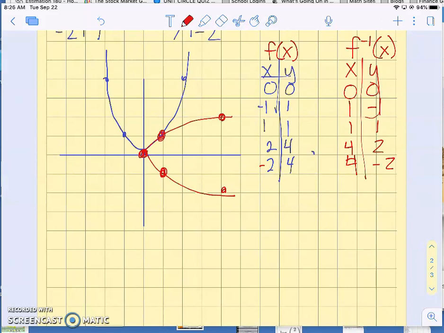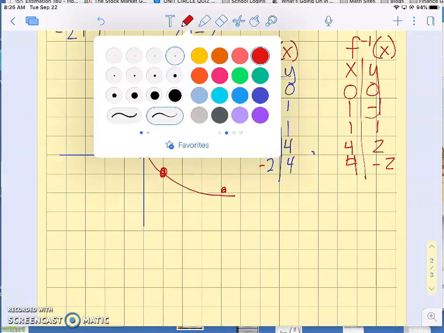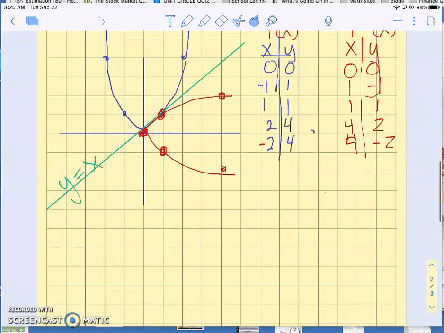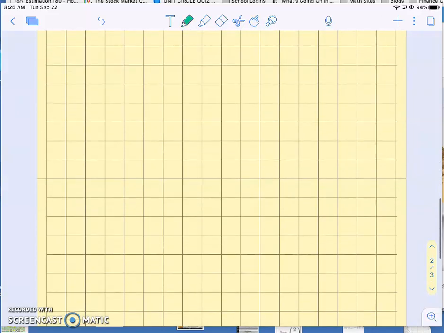And what this graph is, some of you might see it right now, it's a reflection over the line y equals x. So an inverse, a graphical look at it, is reflecting it over the line y equals x. If you're thinking coordinates, we're just switching the x, y.